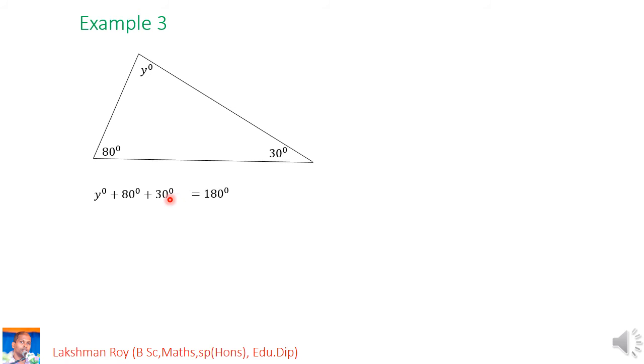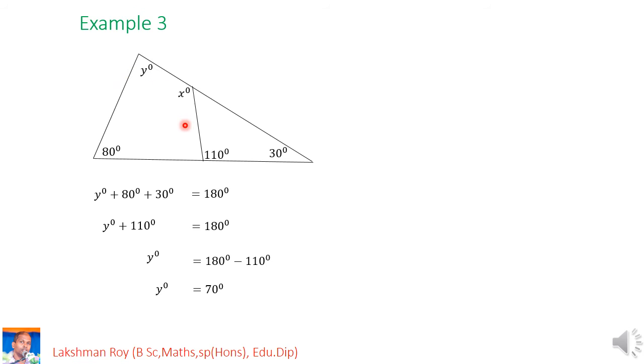Now solve. This 80 and 30 you can add, then you get 110. This equals 180. Now we have to remove this addition of 110 degrees. You can subtract 110 degrees from both sides. Then you get y equals 180 minus 110, then you get y equals 70 degrees. So that is my one value. So just I found the y value.